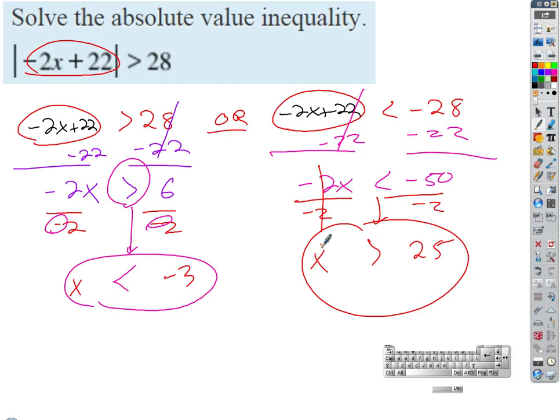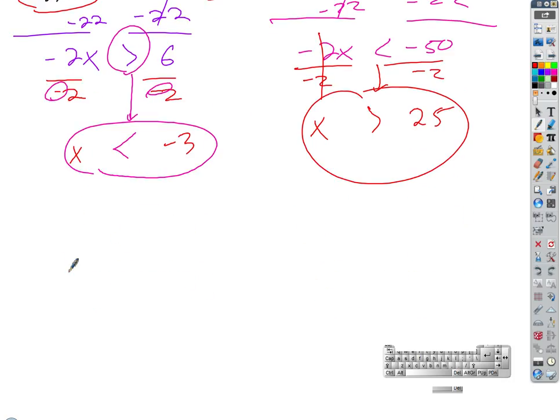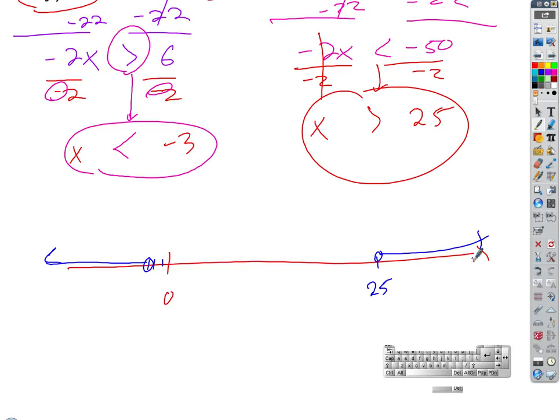Now look at the results. This is the kind that would have to be like oars on a boat, right? If I graphed it, so did it work? So let's say this is 0. So I've got x is less than negative 3, right? So it's going to be like that. Or x is greater than 25. So if that's 25, it does look like oars on a boat, so it'll work, right? If I hadn't flipped these, it wouldn't have looked like oars on a boat. It would have been wrong. Okay? Make sense? Yes?